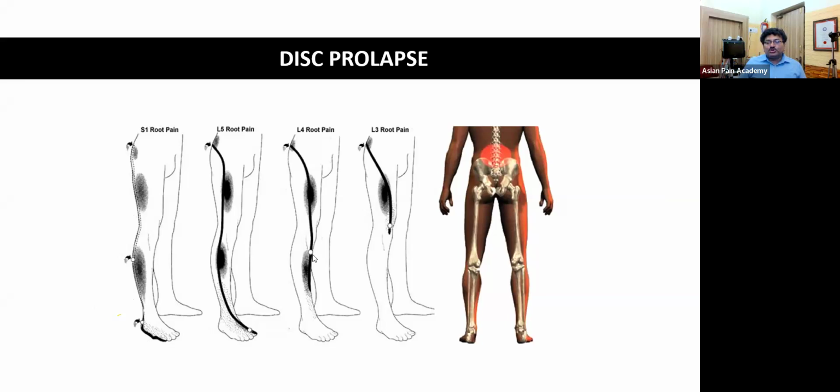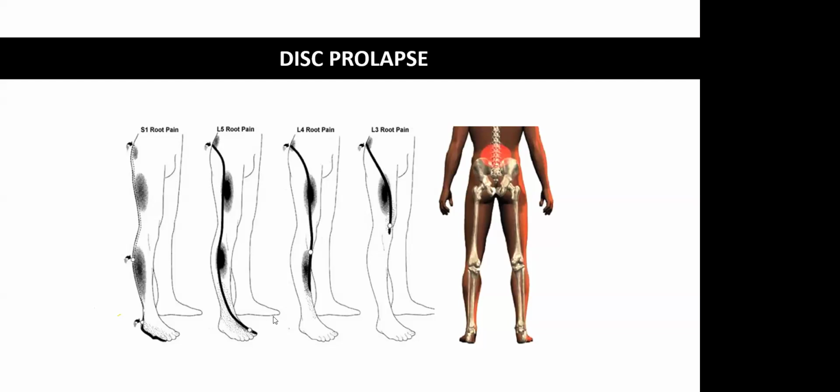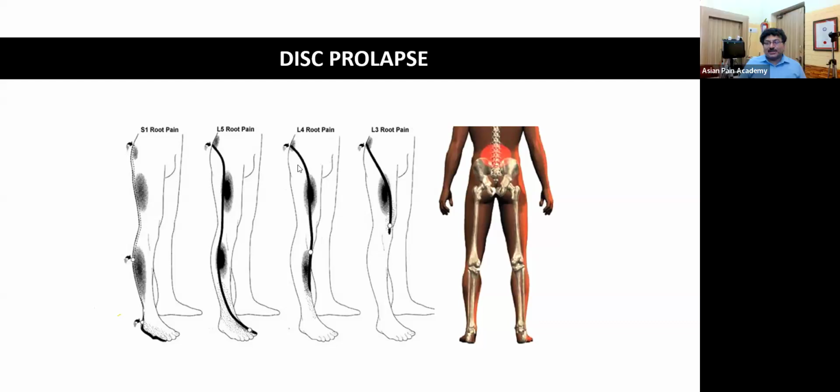The L4 root is usually responsible for the knee reflex. There is no reflex for the L5 root, and the L3 root is slightly more medial. But the most commonly involved roots are S1 and L5. When these are involved, they can impair the motor supply of the flexors and extensors, because L5 mostly supplies the extensor muscles and S1 mostly supplies the flexor muscles.